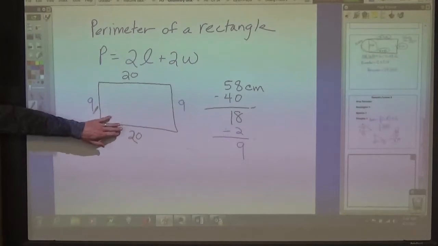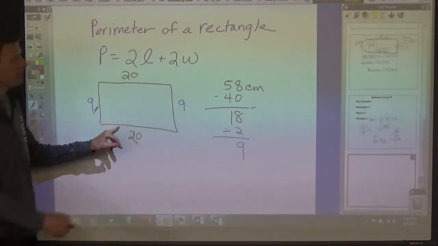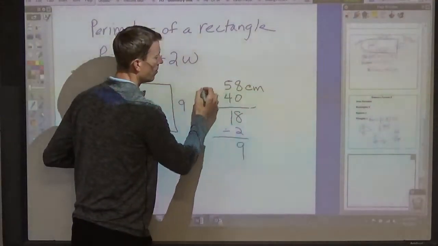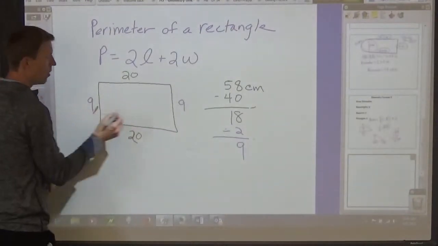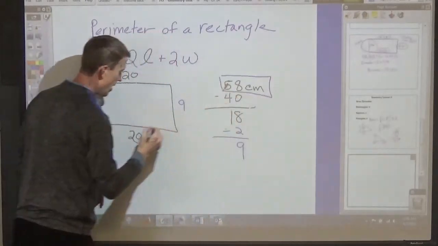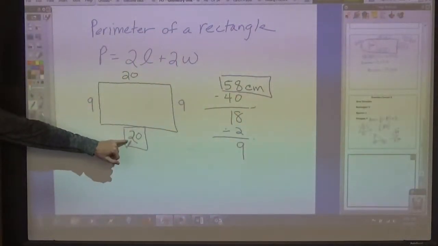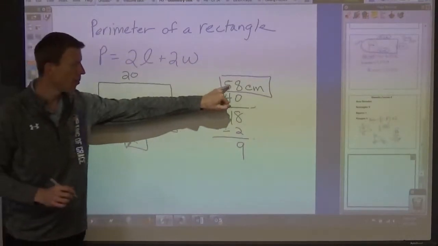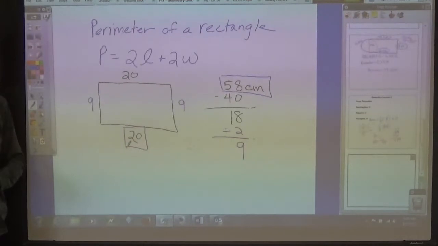Any questions on that and using that formula? Maya? How would you get 58? The 58 will be given to you. Oh, okay. So, yep. These two things were given, 58 centimeters and 20 centimeters. So if you know the length of one side and the perimeter, then you can find the length of the other side by working backwards. Okay?